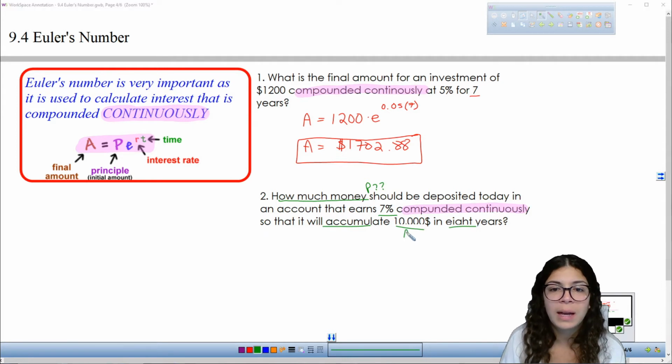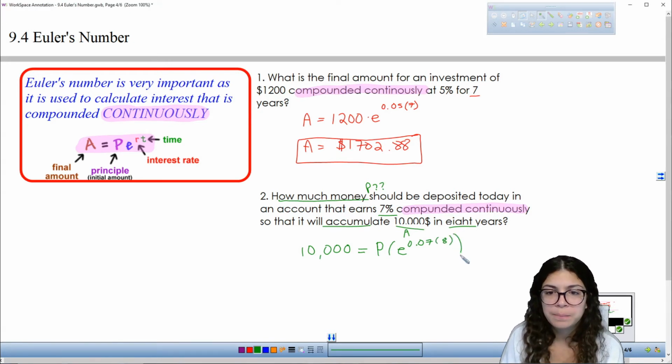So this is actually my A value. I want the ending result to be $10,000. I don't know my principal, my initial amount. That's what I'm trying to figure out. How much money do I need to input into the account? But I do know that this is compounded continuously, so it'll be e to the power of the rate, which would be as a decimal 0.07, times the amount of years, which is 8.